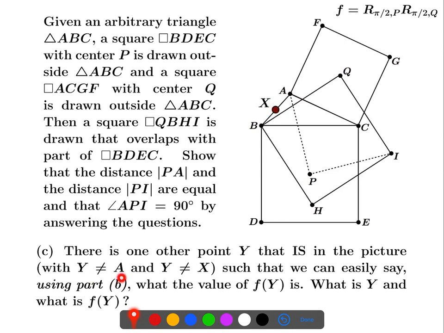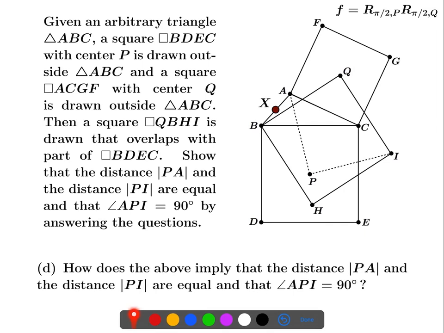So I said not to tell me y equals a or x, so that leaves b. Y has to be b. B is going to a, and we can see that in the picture. F of y, we can easily see f of b is equal to a. Okay? So that's the answer to C. We want to take y equal to b.